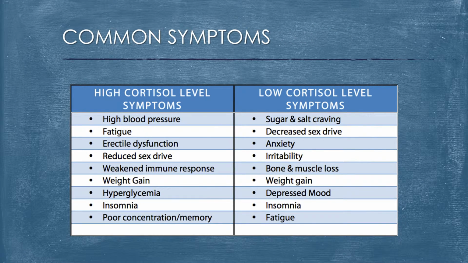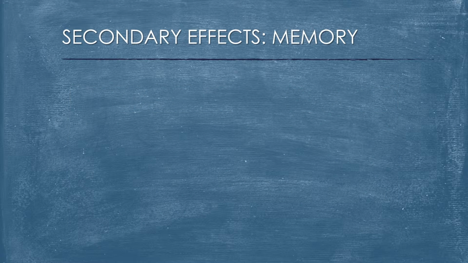Now, before we go further, it's important to note some of the common symptoms for high levels and low levels of cortisol, as these will have already been mentioned and will be mentioned later on in this presentation. For high levels of cortisol, some of the symptoms include high blood pressure, fatigue, weight gain, insomnia, and poor concentration, while some of the symptoms for low levels include sugar and salt cravings, anxiety, weight gain, bone and muscle loss as mentioned, depressed mood, fatigue, and so on. So these are some of the common symptoms that high and low levels of cortisol may have on you.